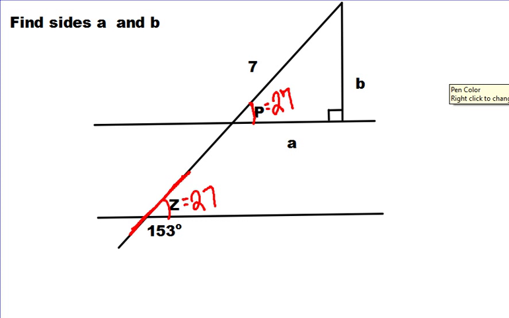27 degrees, we'll start with side A. In relation to this 27-degree angle, A is adjacent to it, and we're also given the hypotenuse, which is 7. So the function that goes along with adjacent and hypotenuse is tangent. So we're finding the tangent of 27 degrees, and that's going to be the adjacent over the hypotenuse, which is A over 7. And to solve for A, we go ahead and cross multiply.